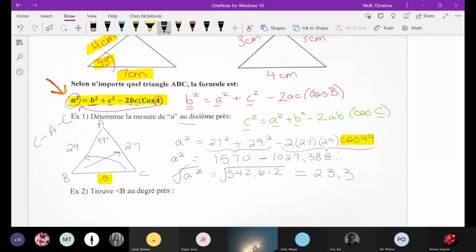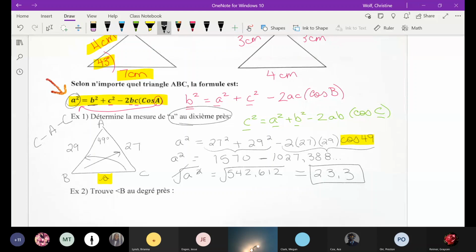Et ça dit au 10e près. So je garde un décimal. Alors voilà, j'ai trouvé que côté A égale 23.3. So it's quite a bit more complicated than la loi de sinus, but trust me, once you do it multiple times, it'll go really, really quick.